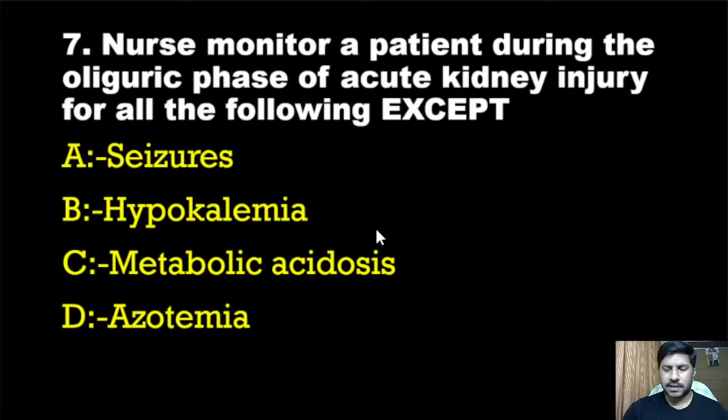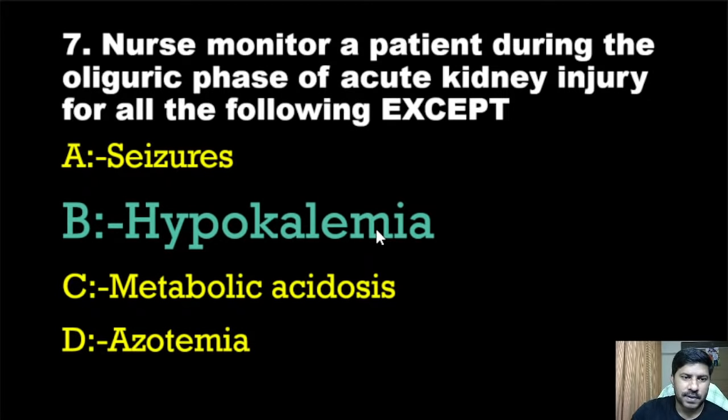So in the oliguric phase, there will be seizures, metabolic acidosis, azotemia. Hypokalemia is not seen in the oliguric phase. Instead of that, there is a chance of getting hyperkalemia. In the oliguric phase, there will be seizures, metabolic acidosis, azotemia, and hyperkalemia instead of hypokalemia. Oliguria means urine output less than 400 ml but more than 100 ml.